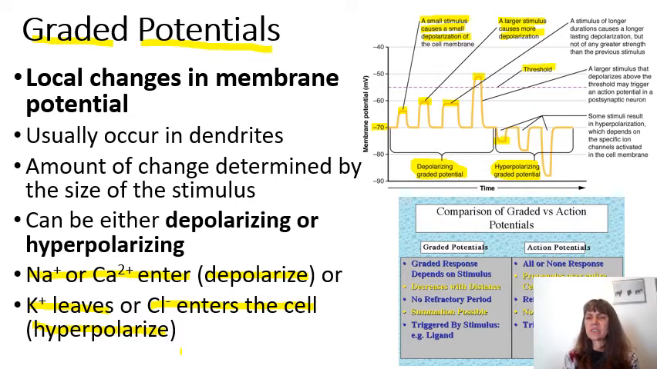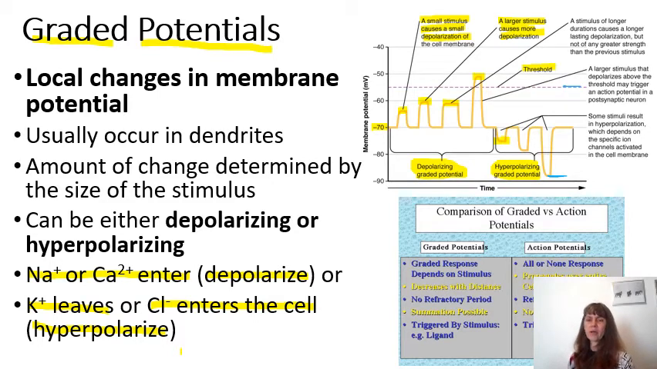The larger the hyperpolarization in a graded potential, the more the sodium-potassium pumps have to work to reestablish resting membrane potential, and the stronger the stimulus would have to be to change the direction of the membrane. When it is polarized to this extent, we'd need a much stronger stimulus to get it to the point of threshold.